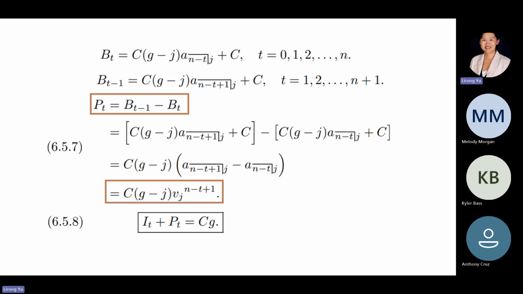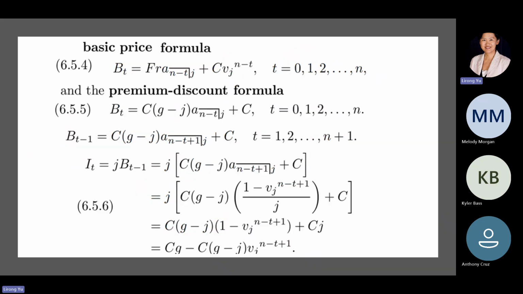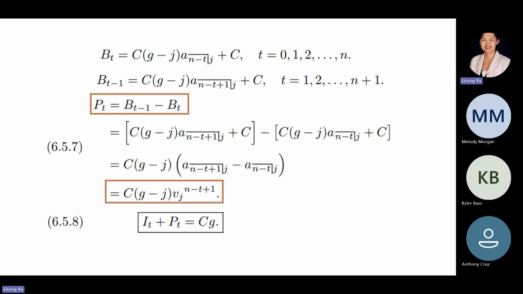The other way around, if you have a formula for BT, you have a formula for BT minus 1. By definition, PT equals BT minus 1 minus BT. So we subtract these first two formulas, and we have a formula for PT. A couple of common factors are subtracted: C minus C goes away. And for the rest, A_{N minus T plus 1} minus A_{N minus T}, we get the discount factor V to the power N minus T plus 1. So that will be the formula for PT, which is exactly what we have over here. And that confirms the perception that IT plus PT equals CG.